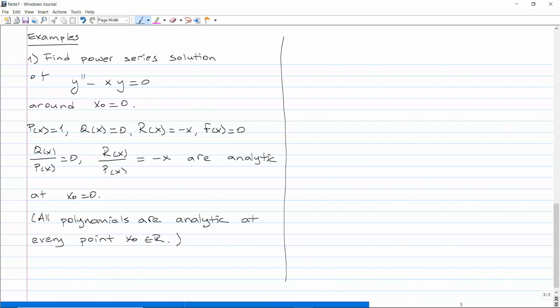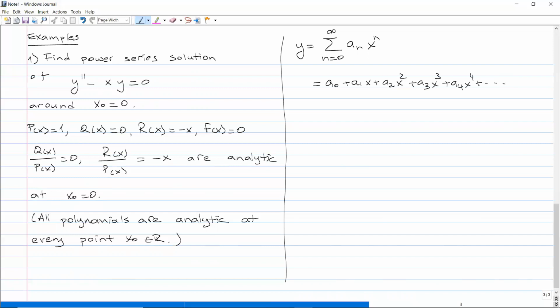So this means we can try to write our solution as a power series centered at 0: the sum of some coefficient a_n times x to the n. Let me remind you what this means: a0 plus a1x plus a2x squared plus a3x cubed plus a4x to the 4, and so on.